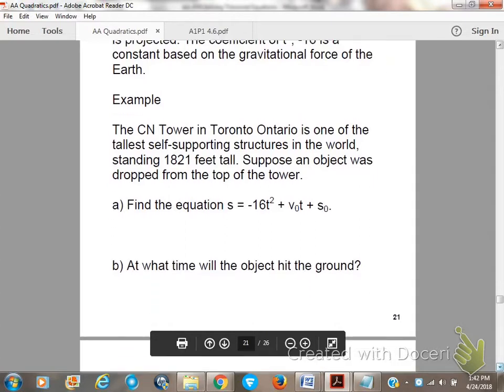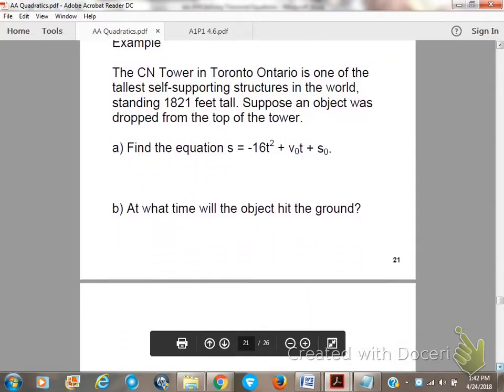The CN Tower in Toronto, Ontario is one of the tallest self-supporting structures in the world, standing 1,821 feet tall. Suppose an object was dropped from the top of the tower. Find the equation S equals negative 16t squared plus V naught t plus S naught. So your first S is going to be 1821.